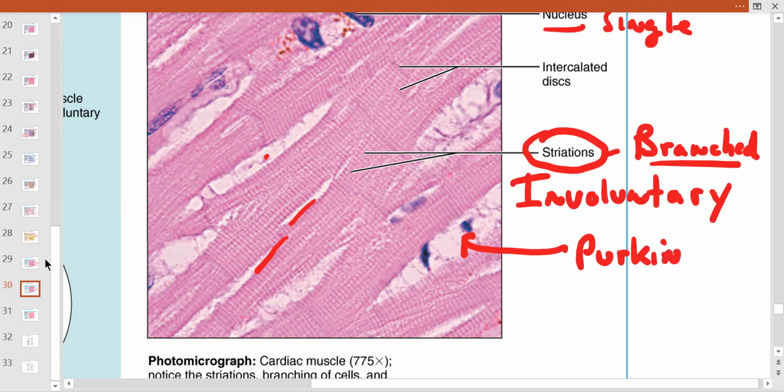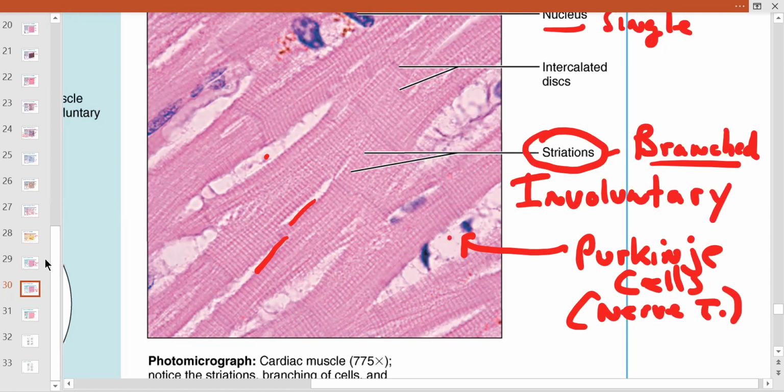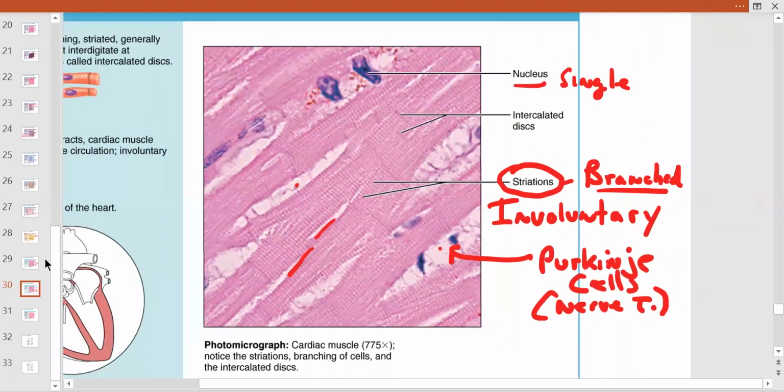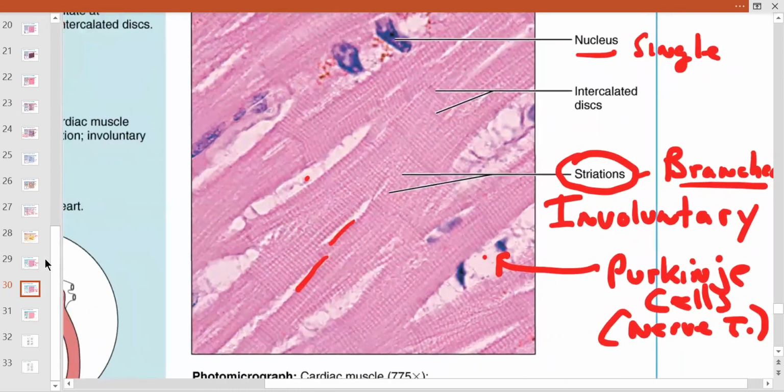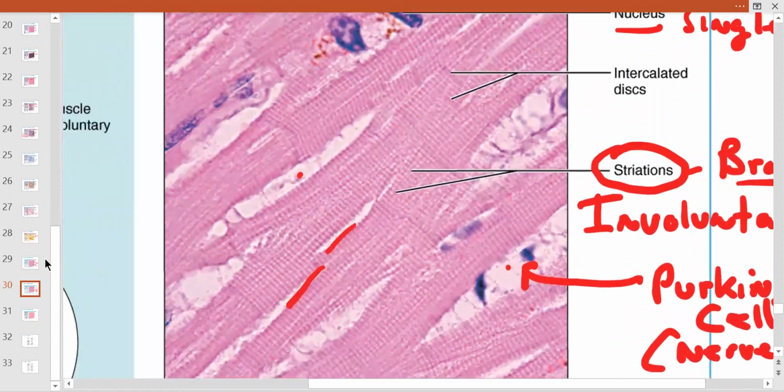You're going to hear that word later on. Purkinje cells. I'll just call them Purkinje cells or Purkinje fibers. This is nerve tissue interspersed in between the branching myocardium, and myocardium is the same thing as cardiac muscle. Myo means muscle, cardio means heart. So it's very branched. It's involuntary, singly nucleated, sometimes binucleated. It's in the heart. It's for heart contraction to get blood into circulation, into the arteries.